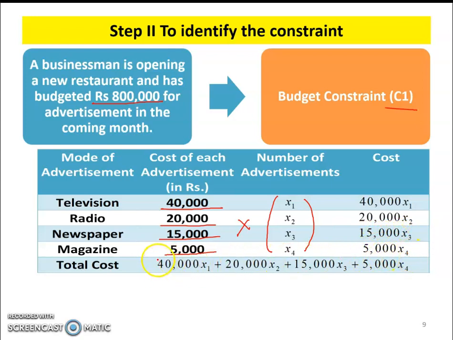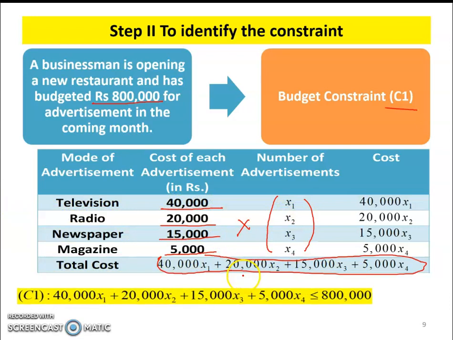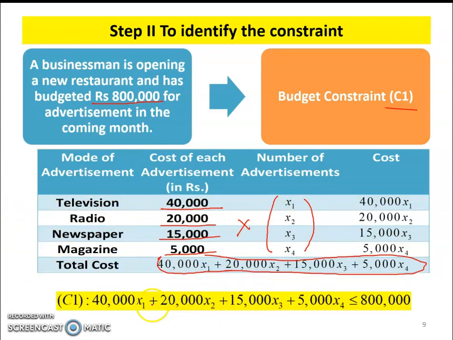So the total cost of advertisement in all these four media can be written as a constraint, and that will be C1: 40,000 x1 plus 20,000 x2 plus 15,000 x3 plus 5,000 x4. But it should not be more than 800,000. So it should be less than or equal to 800,000. So we have this first constraint with us.